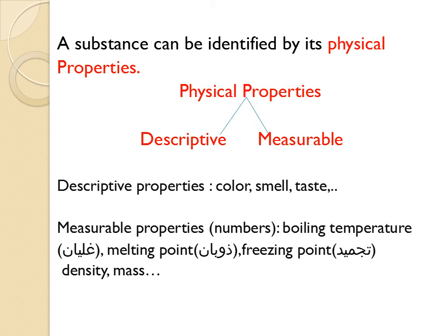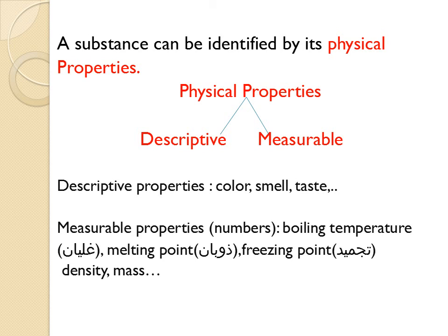These physical properties can be divided into two types: descriptive physical properties and measurable physical properties. Descriptive physical properties, everything talked about color, smell, or taste about the substance, are called descriptive properties. However, on the other hand, everything that includes numbers, such as the boiling temperature of the substance, melting point, freezing point, density, mass, and volume, are all called measurable properties.